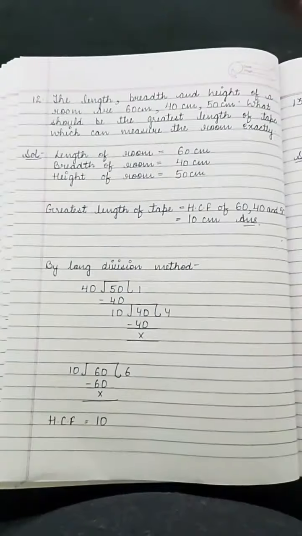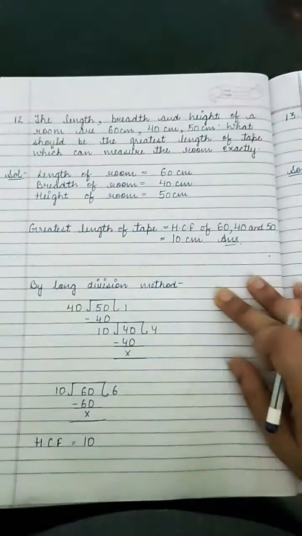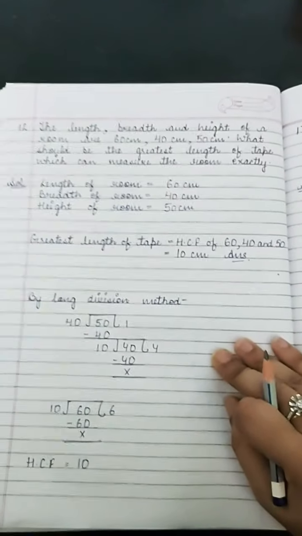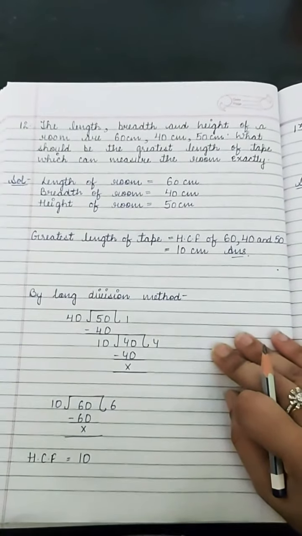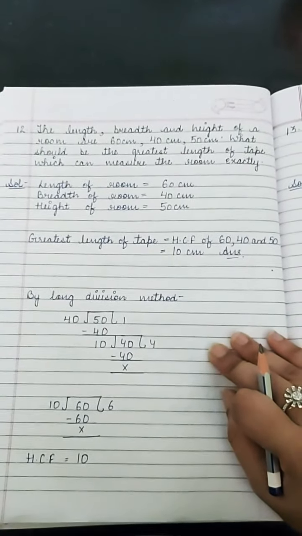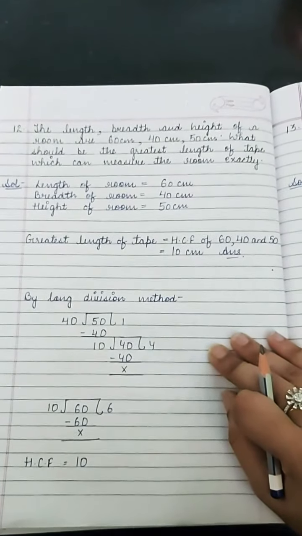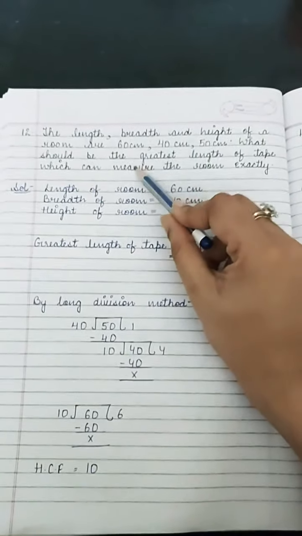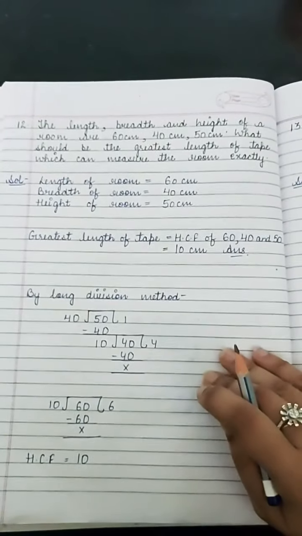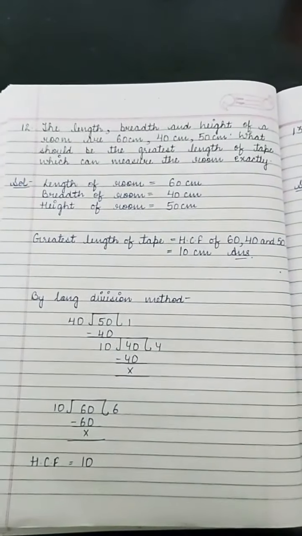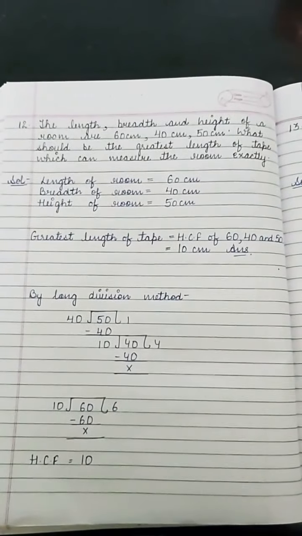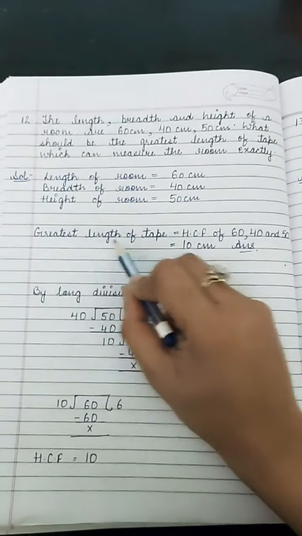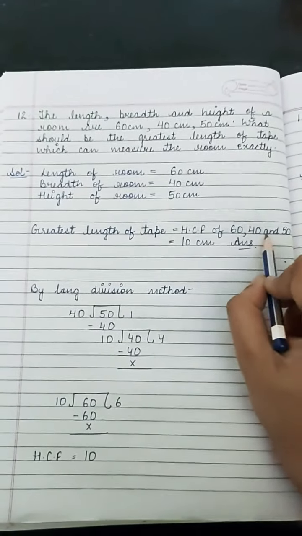Now the 12th question is, the length, breadth and height of a room are 60 centimeter, 40 centimeter and 50 centimeter. What should be the greatest length of the tape which can measure the room exactly? So for the tape we require the greatest length. So what are we going to find here? HCF. Now see here, the length of the room is 60 centimeter, the breadth is 40 centimeter and the height is 50 centimeter. So the greatest length of tape is equal to the HCF of 60, 40 and 50.